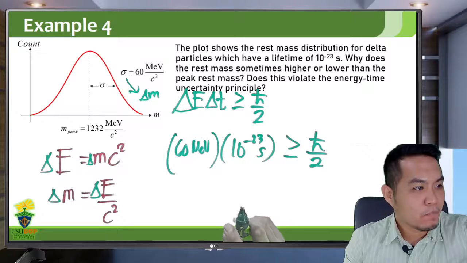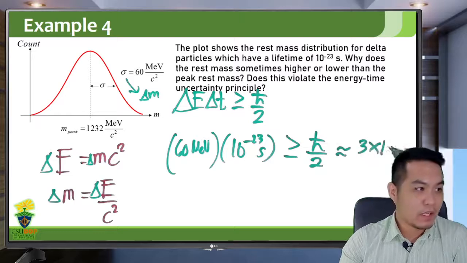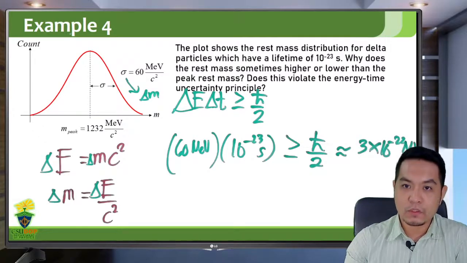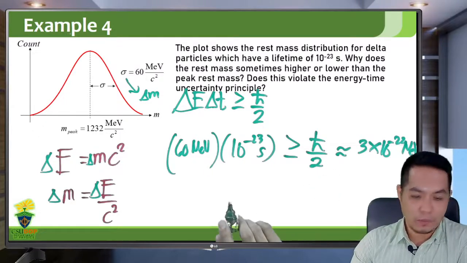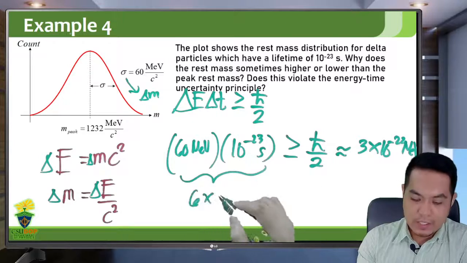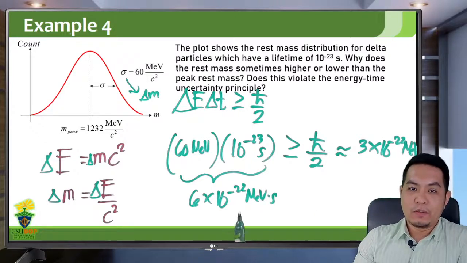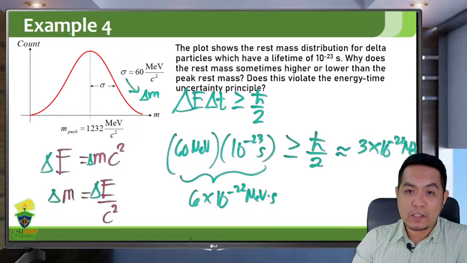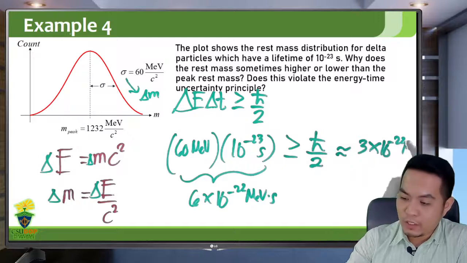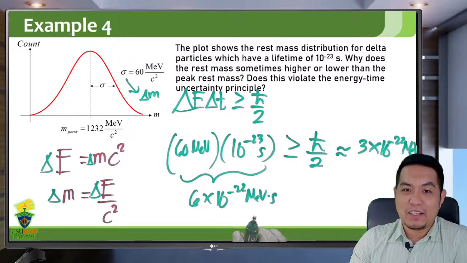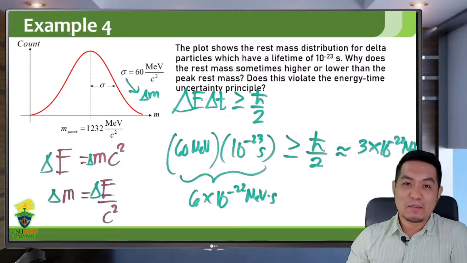Okay. h bar over 2 is approximately 3 times 10 to the negative 22 mega electron volt seconds. That's the approximate value of h bar over 2. And this value is 6 times 10 to the negative 22 mega electron volt seconds. So it doesn't violate the energy-time uncertainty principle, where 6 times 10 to the negative 22 is definitely greater than 3 times 10 to the negative 22. 6 is greater than 3. So it doesn't violate. It is allowed by the uncertainty principle.